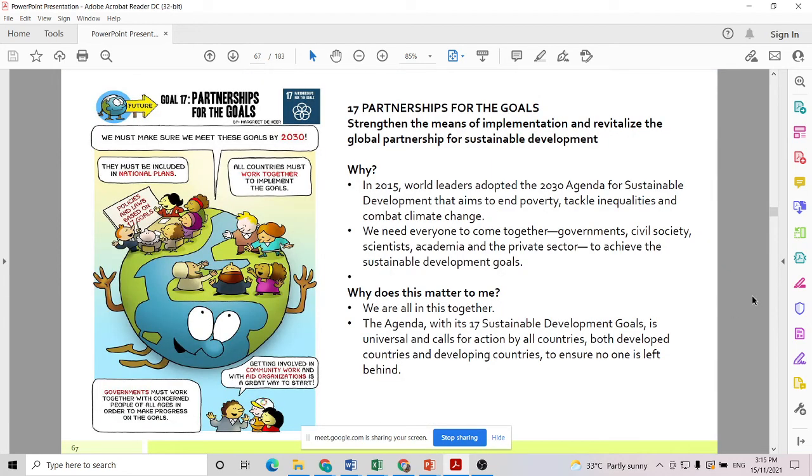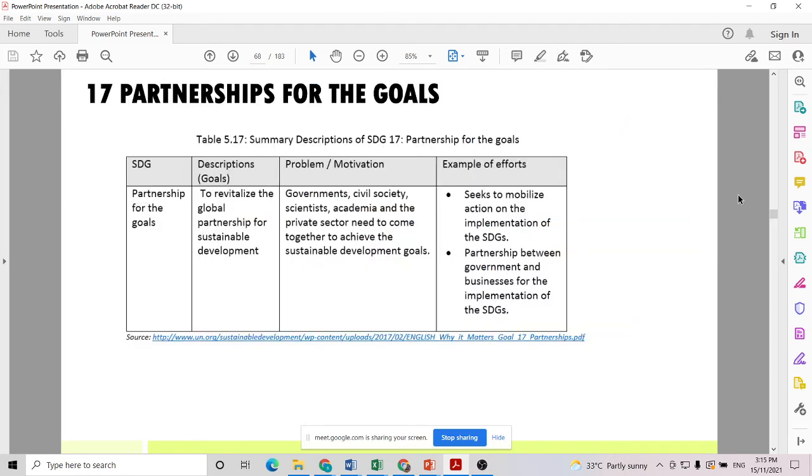So the last one will be partnership for the goals. So you need to strengthen the means of implementation and revitalize the global partnership for sustainable development. Which means that you are not only individuals, so the effort must come from each individual. It's not only one sole individual. So the effort is to seek and to mobilize action on the implementation of sustainable development. Partnership between government and business for the implementation of the sustainable development.